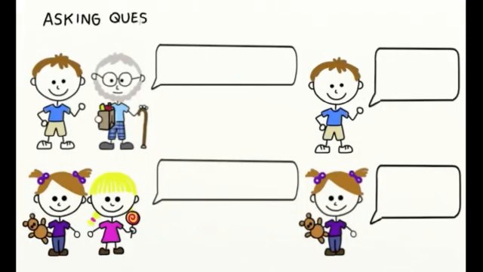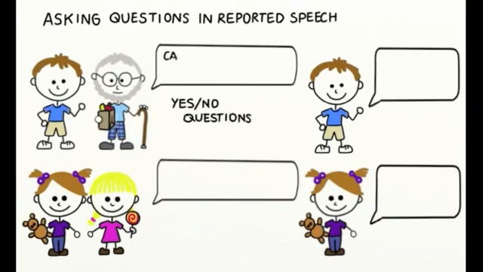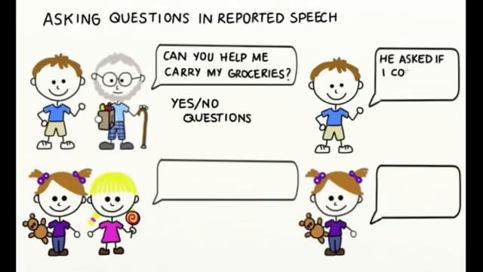How can we ask questions in reported speech? First, let's talk about yes or no questions. For example, "Can you help me carry my groceries?" To change this to reported speech, we must use the word if. He asked if I could help him. Notice the word can changes to could.